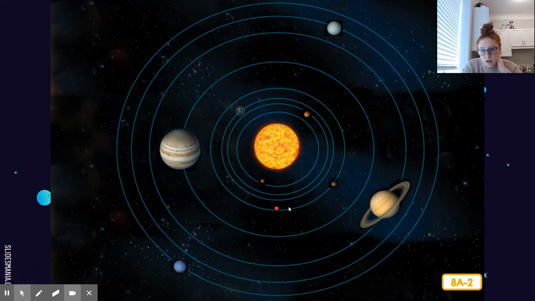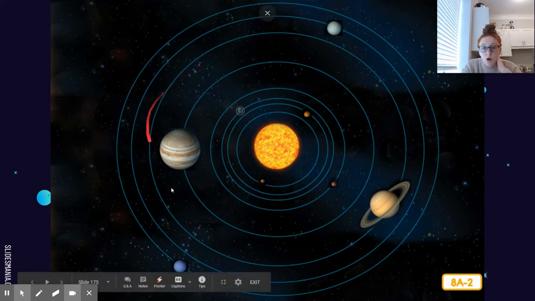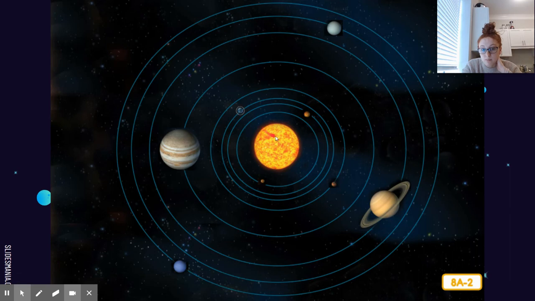Okay. So here's our sun. All of these together make up our solar system. And then here's our sun in the middle. And then we said that we were going to talk about the inner planets, which are the 4 planets that are closest to the sun. So we're talking about this one, this one, this one, and this one. Okay, so 1, 2, 3, 4. Those are the planets we're going to talk about today.